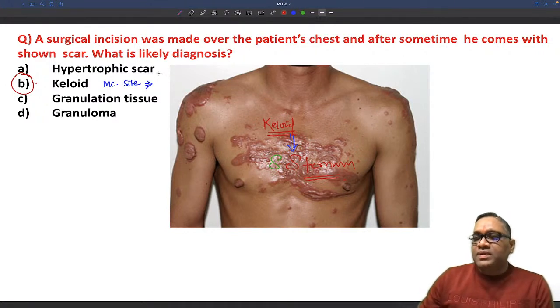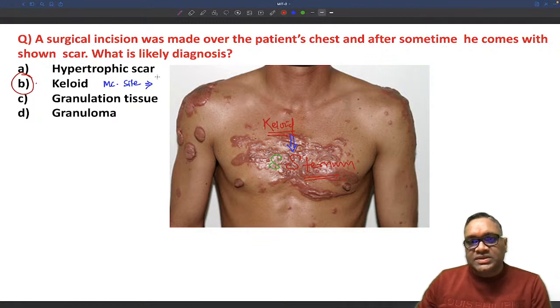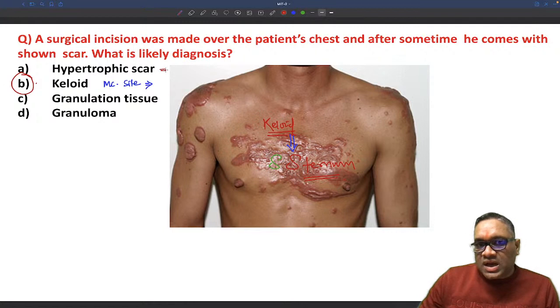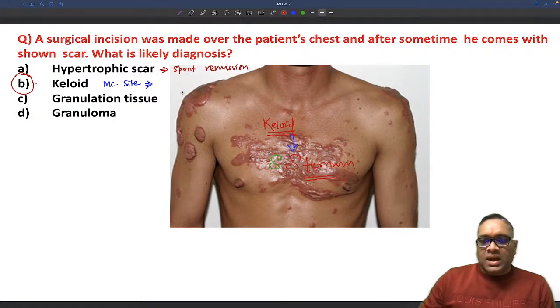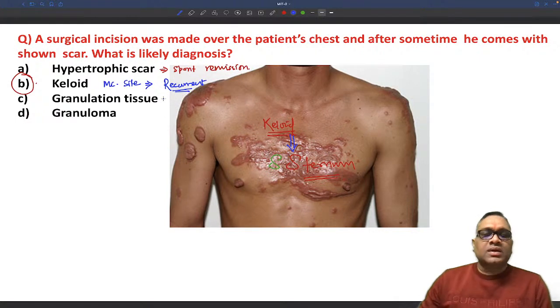Hypertrophic scar will be within the boundaries of the original incision, whereas keloid will be beyond the boundaries. Hypertrophic scar will have a spontaneous remission, and keloid will have a recurrent scar, right? So they will have recurrence of the scar, right?